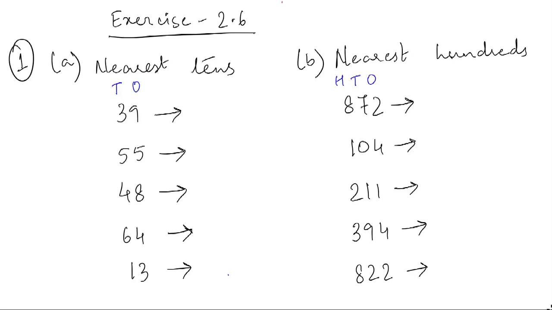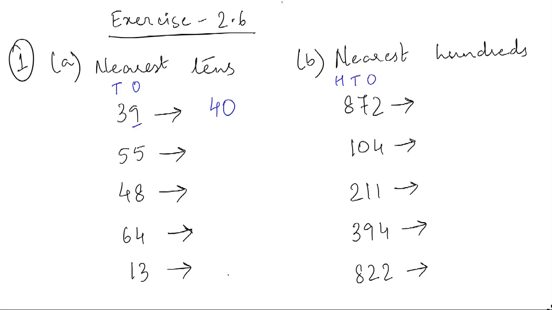So while rounding off to the nearest tens, we have to look at the digit in the ones place. If this digit is 5 or greater than 5, we have to add 1 to the digit in the tens place and the rest of the digits will become 0. Since here in 39, 9 is greater than 5, we are going to add 1 to this 3. So this number after rounding off will become 40.